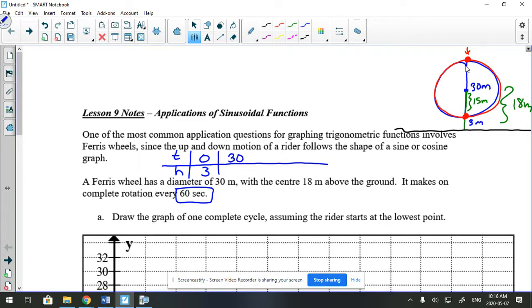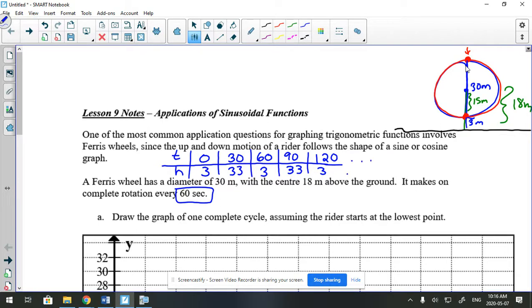After 30 seconds, I know they're going to be at the highest point, and I can figure out how high that is. This is 30, plus I have an extra 3. So at the highest point, they're going to be at 33 meters. Then they're going to continue going on, and they're going to get to the lowest point after 60 seconds and be back at 3. So basically, every 30 seconds, I can follow this pattern and continue it on. And it repeats like this over and over and over again.